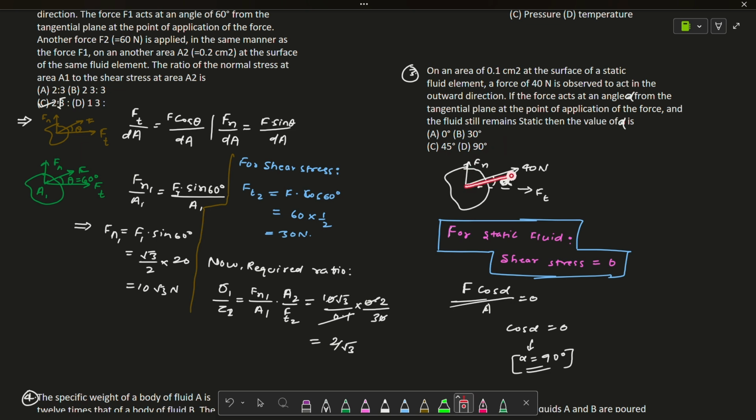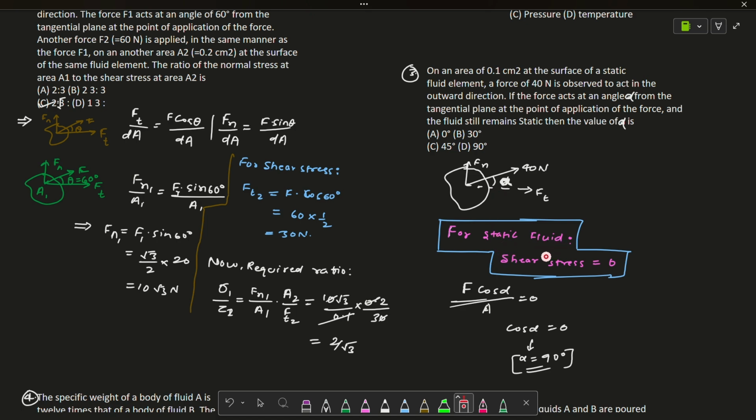140 Newton force is acting outward, right? If the force acts at an angle alpha from the tangential plane at the point of application of the force and the fluid still remains static, then the value of alpha is. It's saying one force, 40 Newton, acts in the outward direction at an angle of alpha with respect to the tangential force. Okay, so they are asking at what value of alpha the fluid becomes static.